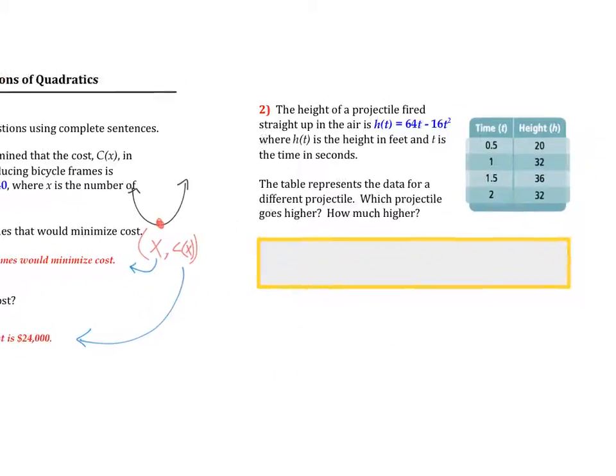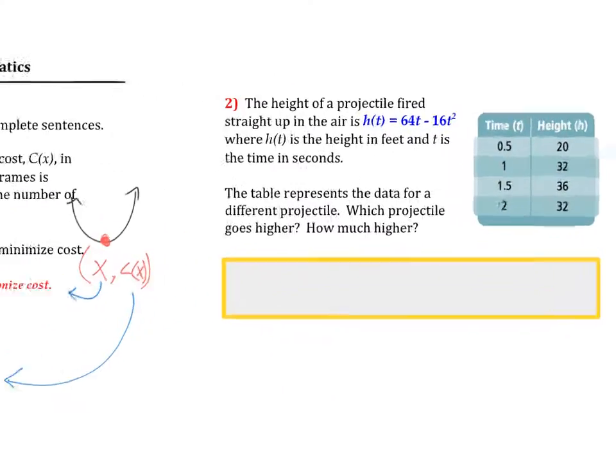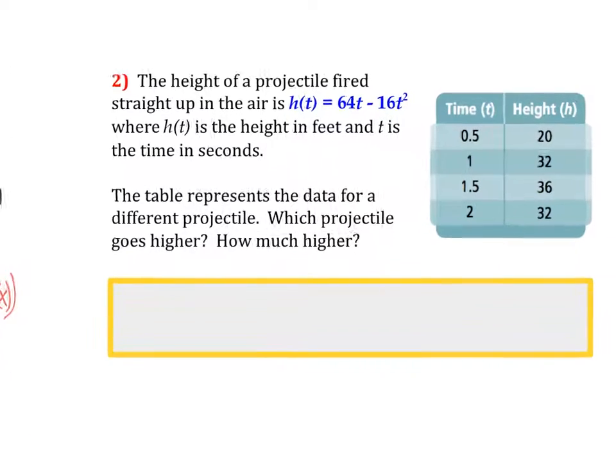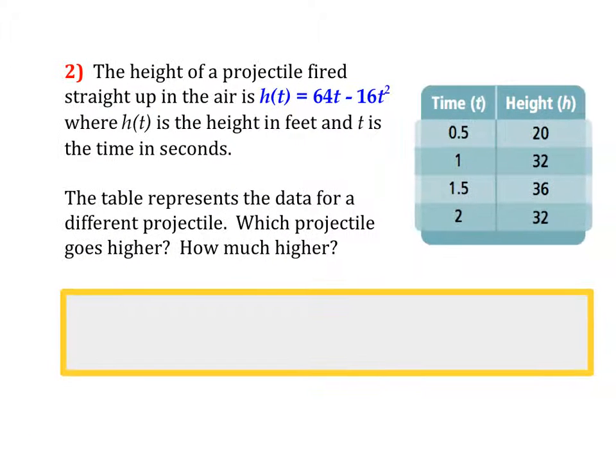All right, next problem. The height of a projectile. Hey, another trajectory problem. Is fired straight up in the air. The height function is 64t minus 16t squared, where h of t is the height and t is the time in seconds. The table represents the data for a different projectile. So these are two completely separate scenarios. We have the first projectile with the function, and then the second projectile with a table.